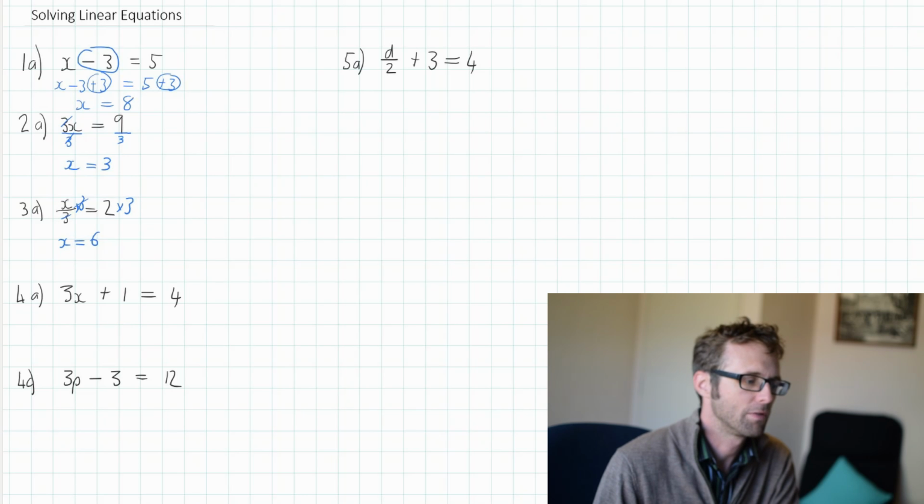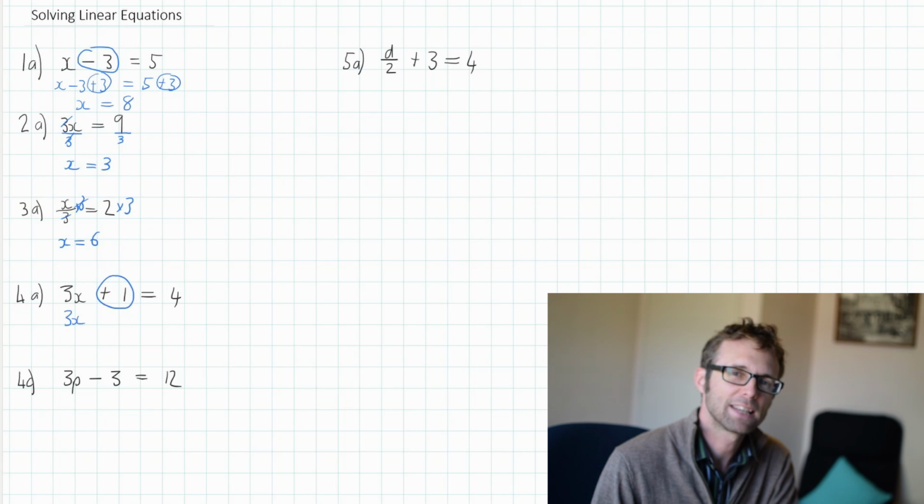I like to get rid of this term first. So I'm going to say 3x, and to get rid of a plus 1, I subtract 1. So I'm going to end up with 3. And then I'm going to divide both sides by 3. 3x divided by 3 is x, and 3 divided by 3 is 1.